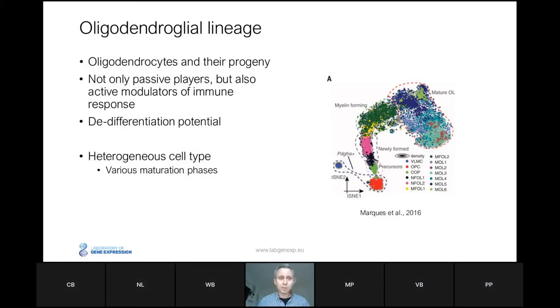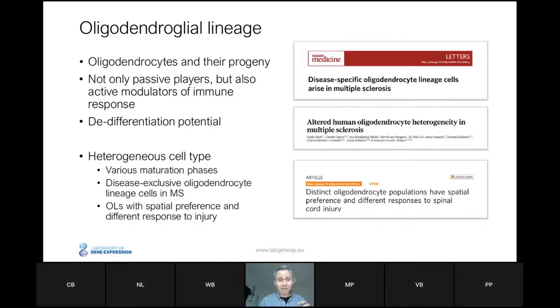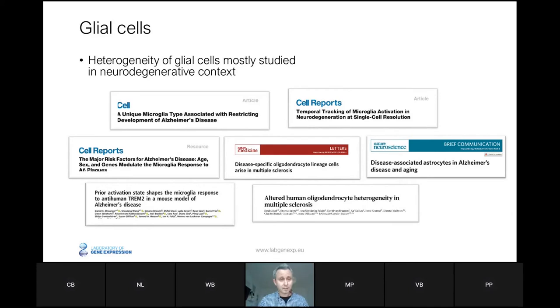And lastly, the oligodendroglial lineage. These cells are pretty heterogeneous already by default, I would say, because many different maturation stages exist in the brain. Also, the major oligodendrocytes could be divided into several classes, but these different classes could also react differently to the disease. This was very nicely described in the context of multiple sclerosis, where oligodendrocytes play quite a crucial role, but also in the context of injury. So as you saw, the heterogeneity of glial cells is quite rich, but it was mostly described in the neurodegenerative context.